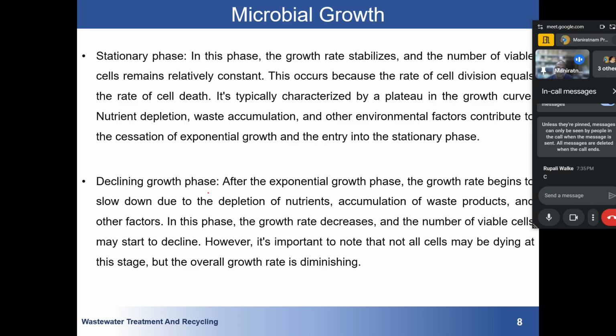Then we have the declining growth phase. After the exponential growth phase, the growth rate begins to slow down due to depletion of nutrients, accumulation of waste products, and other factors. In this phase, the growth rate decreases and the number of viable cells may start to decline. However, it is important to note that not all cells may be dying at this stage, but the overall rate is very small. I hope this is clear to you.